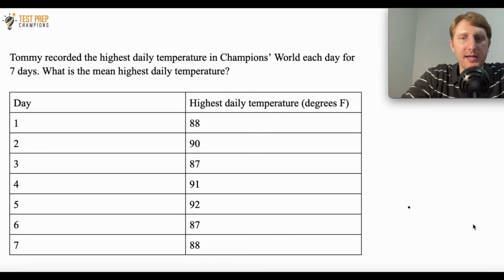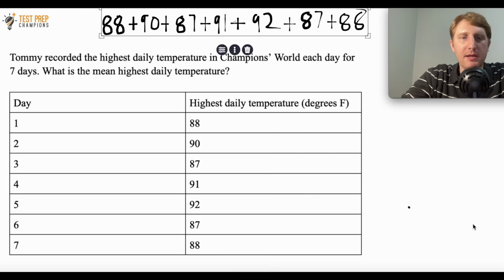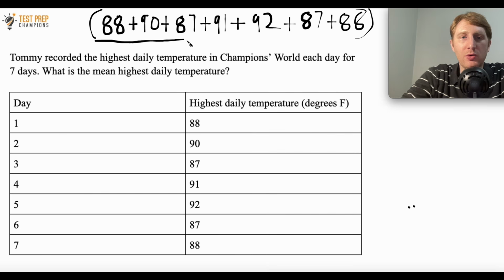So let's talk about finding the mean. We find the mean by adding up all of the numbers and then dividing by the total number of numbers. So again, I just took each number here, 88, 90, 87, 91, and so on and so forth till I got all the numbers here. And so I'm going to add them up and I'm going to divide by the total number of numbers. And we know that we have 7 numbers here, right? 1 for each of the 7 days. So I'm just going to add up all of the numbers and divide by 7 here. And when I do that, I see that the answer is 89.